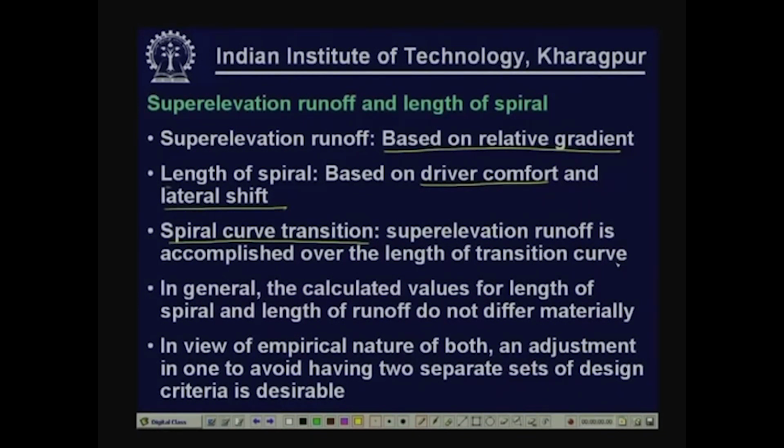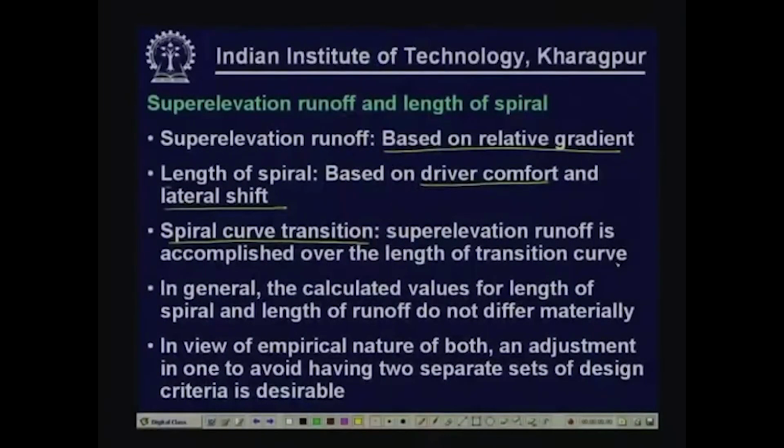Now, this raises a question: there is a necessity that the length of spiral and super elevation runoff must be compatible with each other, because for spiral curve transition, the super elevation runoff is accomplished over the length of the transition curve. In general, the calculated values for length of spiral and length of runoff do not differ materially, they are nearly the same in most cases. However, in view of the empirical nature of the calculation, it is desirable to have an adjustment in one to avoid having two separate sets of design criteria.